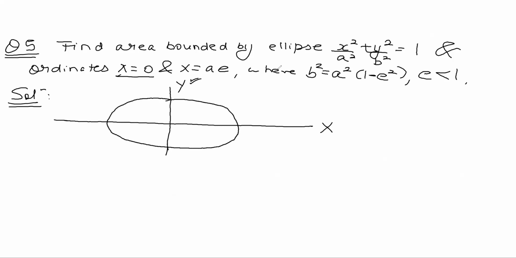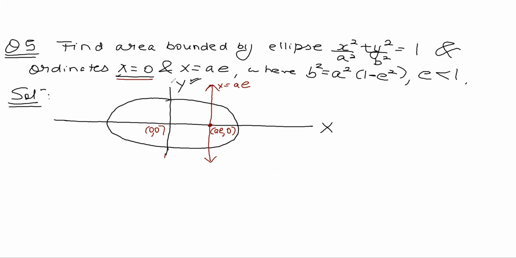How do I plot x equal to ae? It's the brown line you can see. This is my line x equal to ae. This is the origin, guys. This is x equal to ae, so this is ae comma 0. Correct? This is my line x equal to ae. It cuts the x-axis at ae comma 0. x equal to 0 means the y-axis.